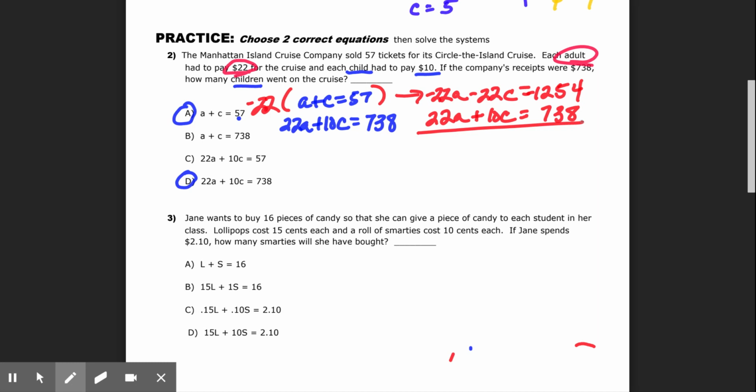All right, so now our adults, the A's, will cancel out, which is what we want because we want to find out how many children. So we have negative 22C plus 10C is negative 12C. And then negative 1,254 plus 738 gives us negative 516. And then we're going to go through and divide each side by negative 12. So that gives us 43. So 43 is the number of children's tickets that we're finding.